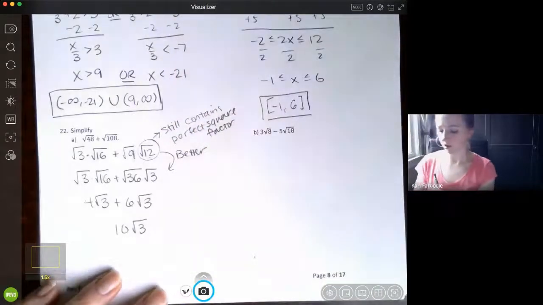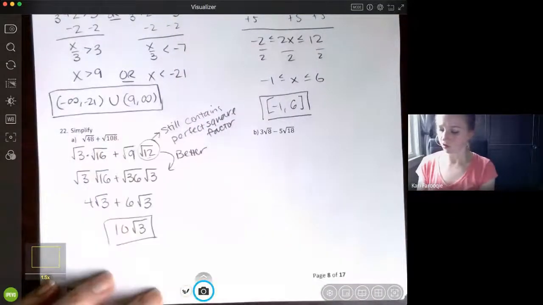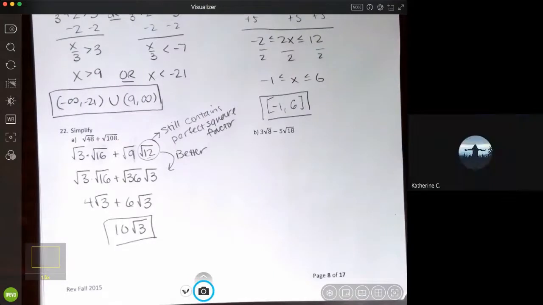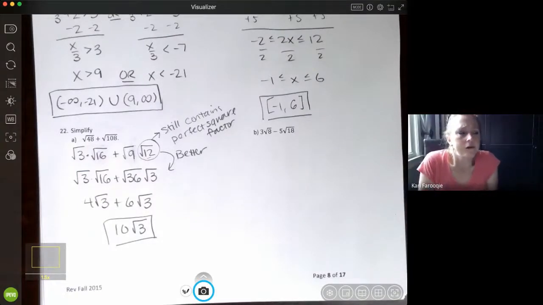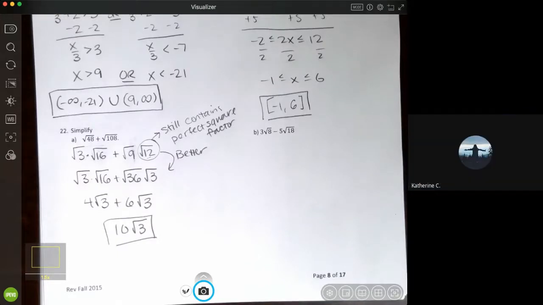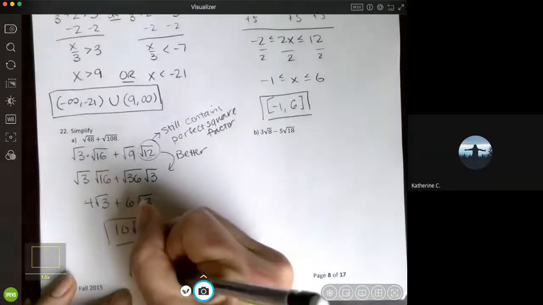So that was a great problem to do. Any questions on 22A? I had a quick question. Yeah, can you add the radicals or no? What do you mean? Like add the radicands? Yeah, that's what I meant. So like when there's the 3s, you can't add them ever.